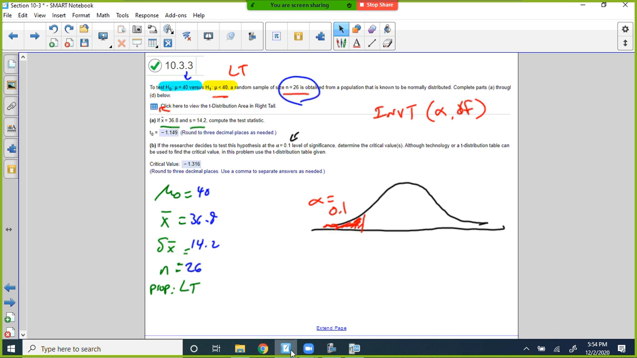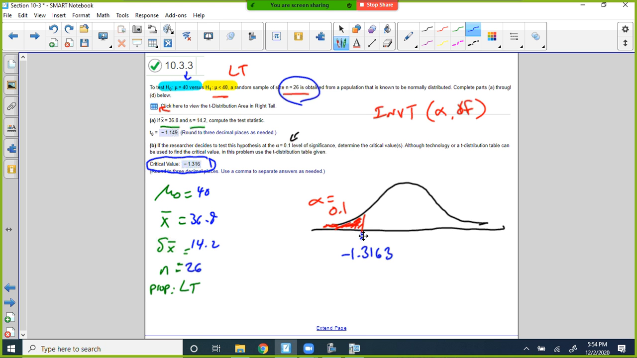That's what's going to go right here. That is its value right here. So that is negative 1.316. Do you see? And that's what they wanted, just 3 decimal places.